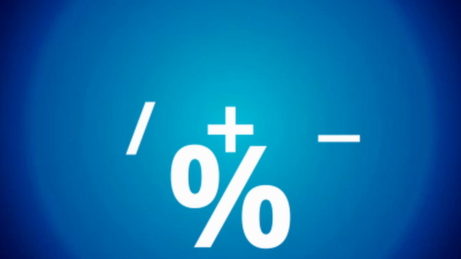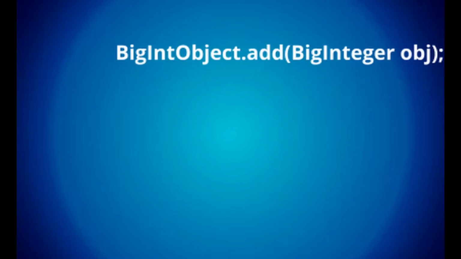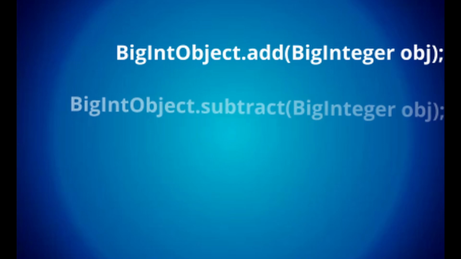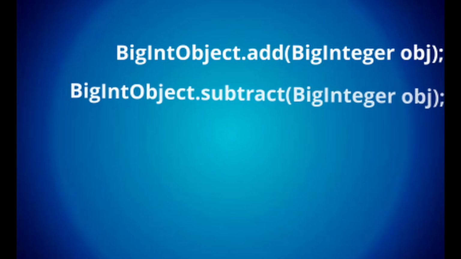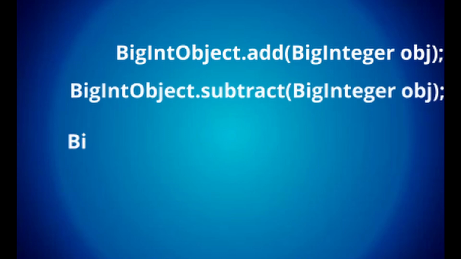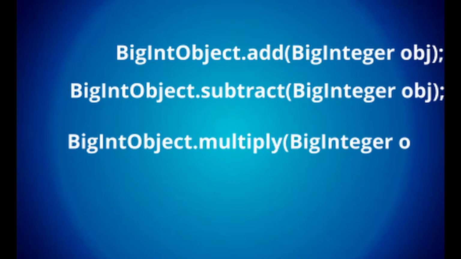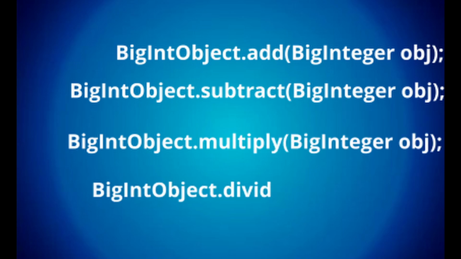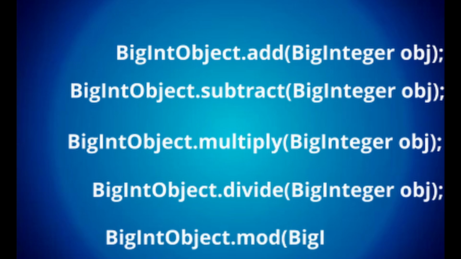So you would be using BigInt object dot add, BigInt object inside the parentheses. For subtract, it would be BigInt object dot subtract, and then in the parentheses a BigInt object. Then multiply: BigInt object dot multiply BigInt object, and divide: BigInt object dot divide BigInt object. And in each of these methods, you can only put a BigInt object as the argument.